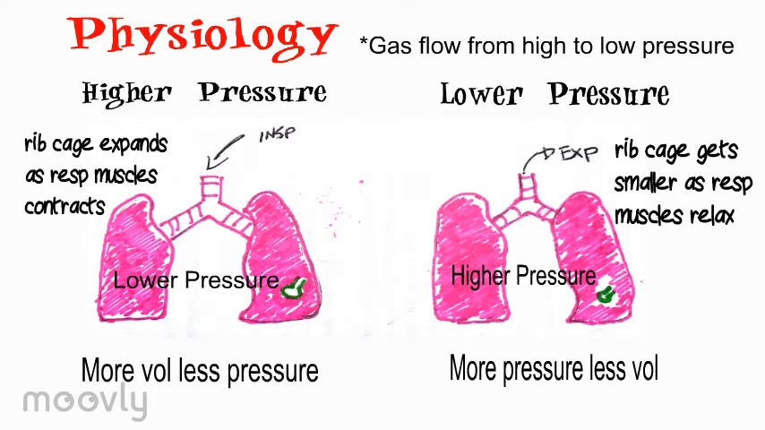During the inspiration phase, the respiratory muscles contract, allowing the thorax to expand and the intrapulmonary pressure to decrease, so the air can get into the lungs. During the expiration phase, the respiratory muscles relax, allowing the thorax to get smaller and to increase intrapulmonary pressure so the air can go out of the lung.